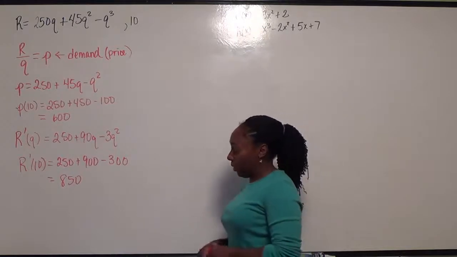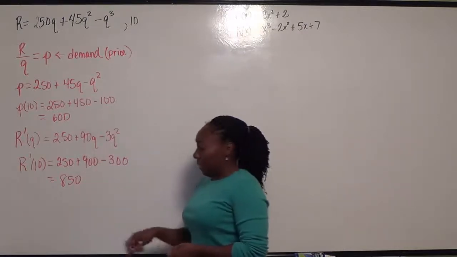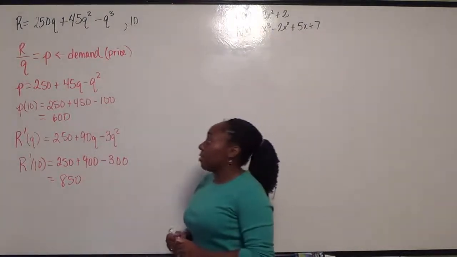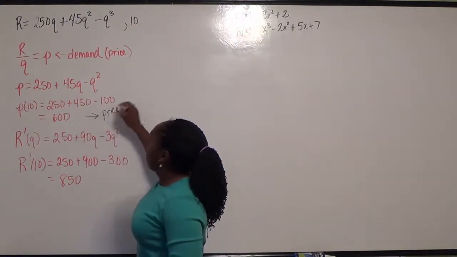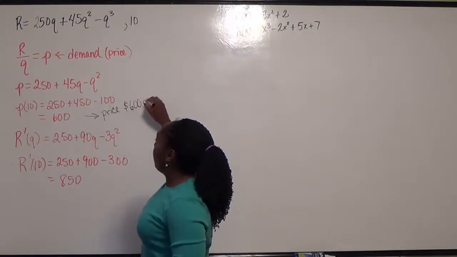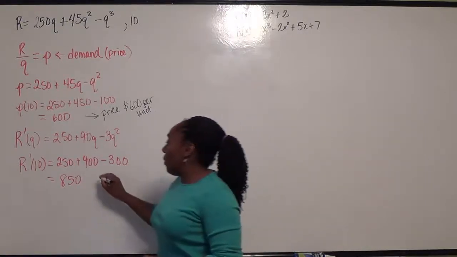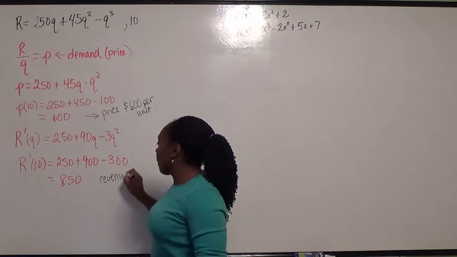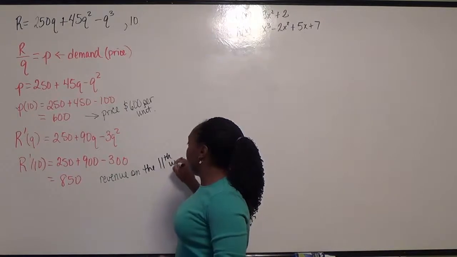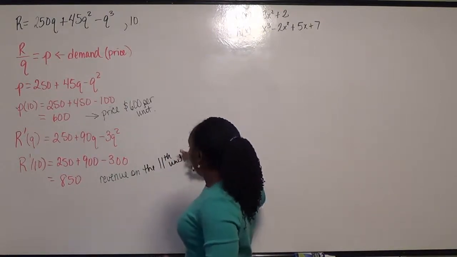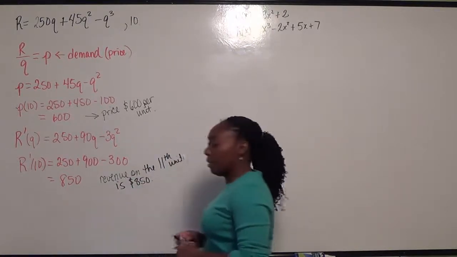Okay. Again, what do these things mean? Well, if I'm looking at this first one, like we said, if we divide out by the quantity, this gives us our price per unit. So this is telling us our price is $600 per unit. And this tells us the revenue on the 11th unit is $850.